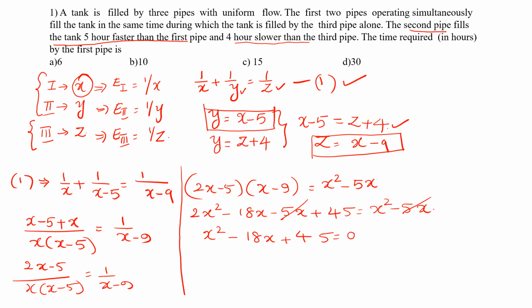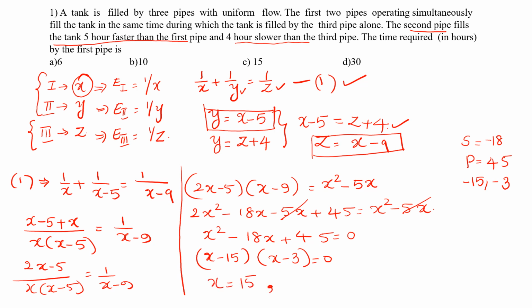This is a quadratic equation. Sum of the roots is 18 and the product is 45. So we get the two numbers as minus 15 and minus 3. So x minus 15 into x minus 3 equal to 0, or x equal to 15 and x equal to 3. Okay, from the given options x is 15. So the time required by the first pipe, that is x, is equal to 15 hours. This is the correct answer.